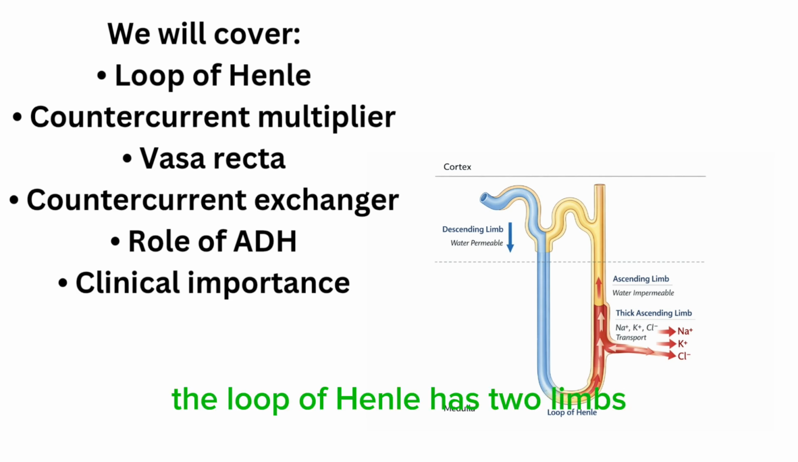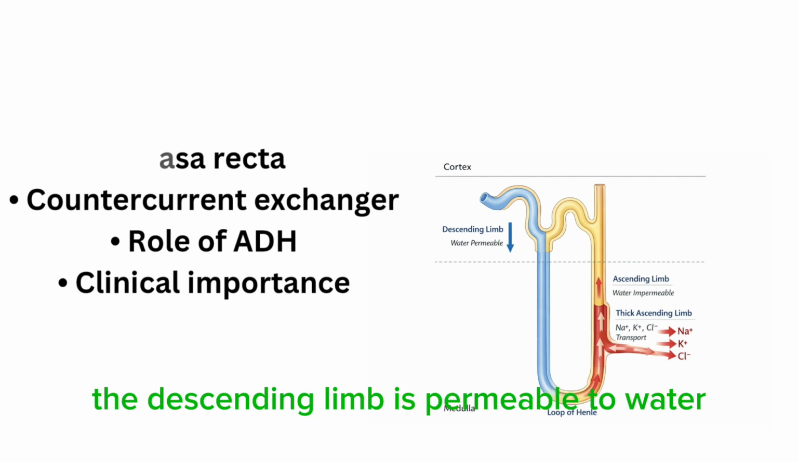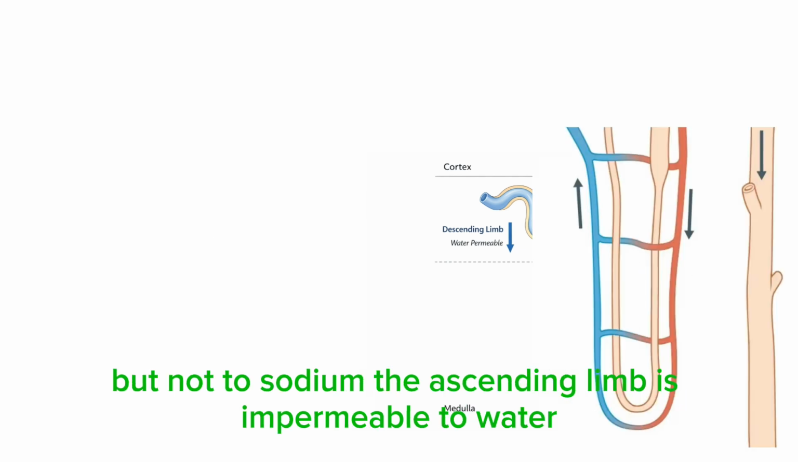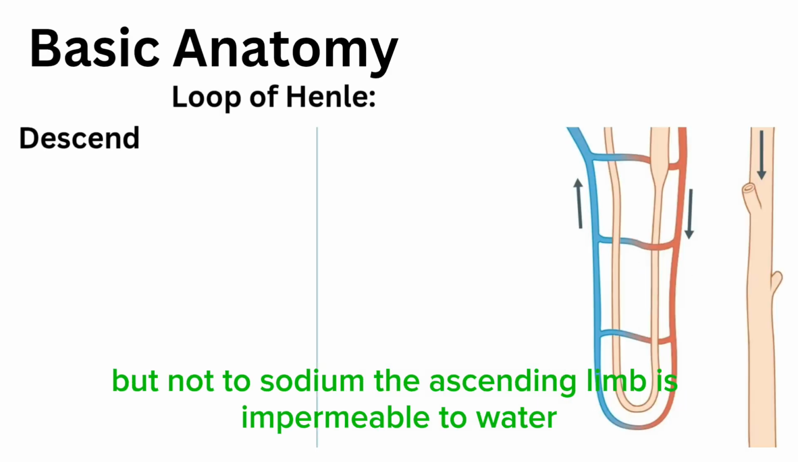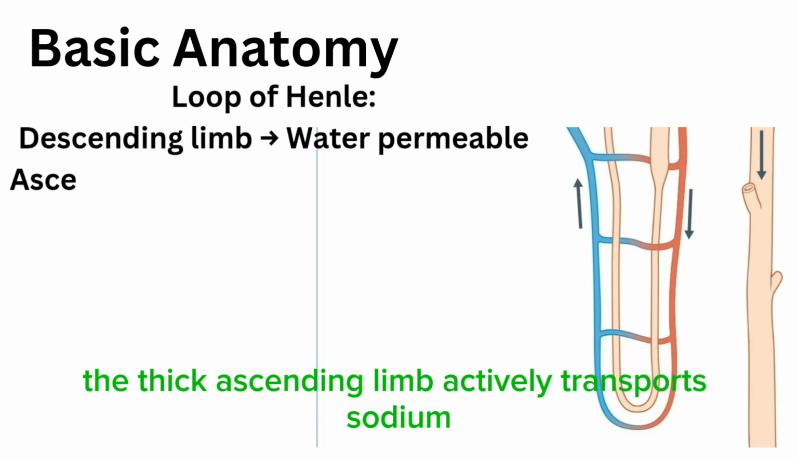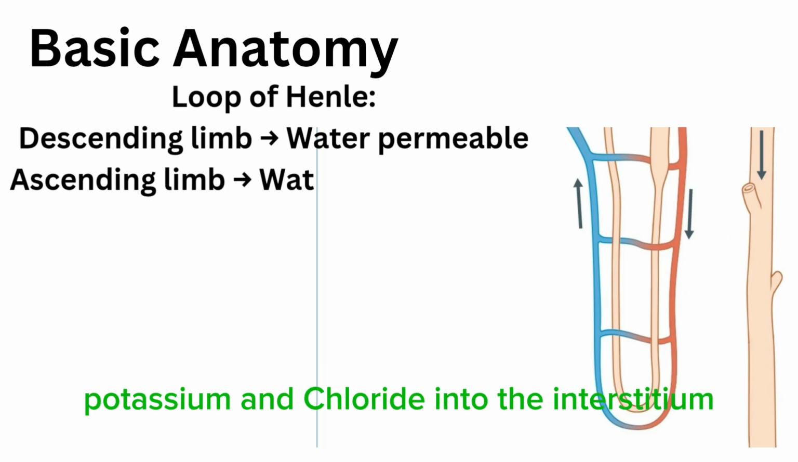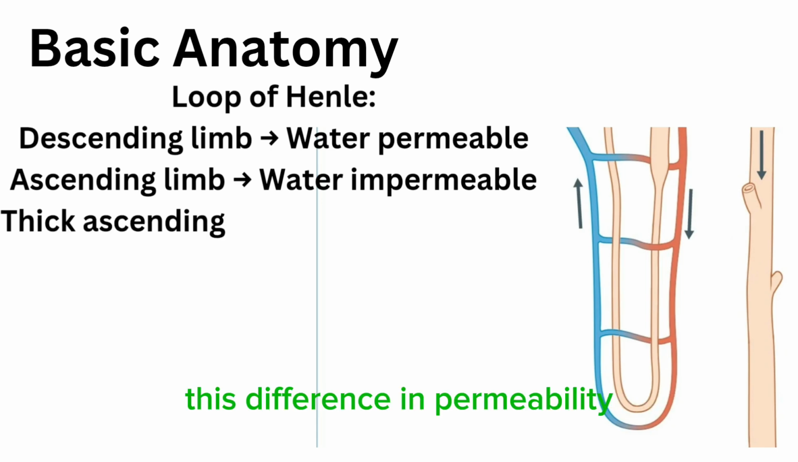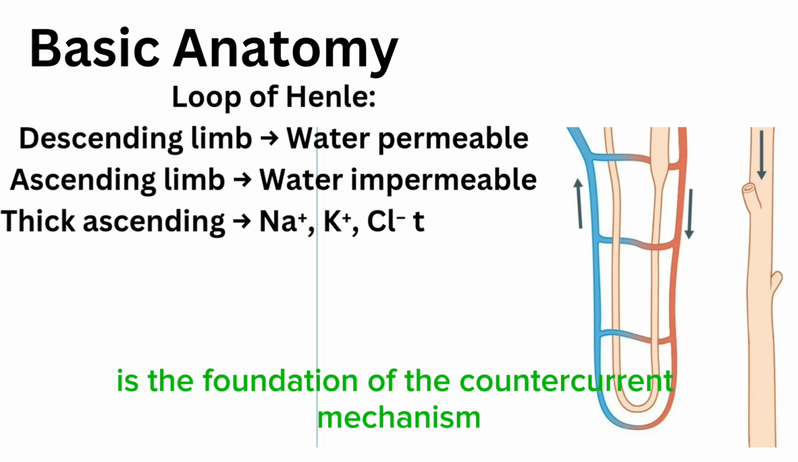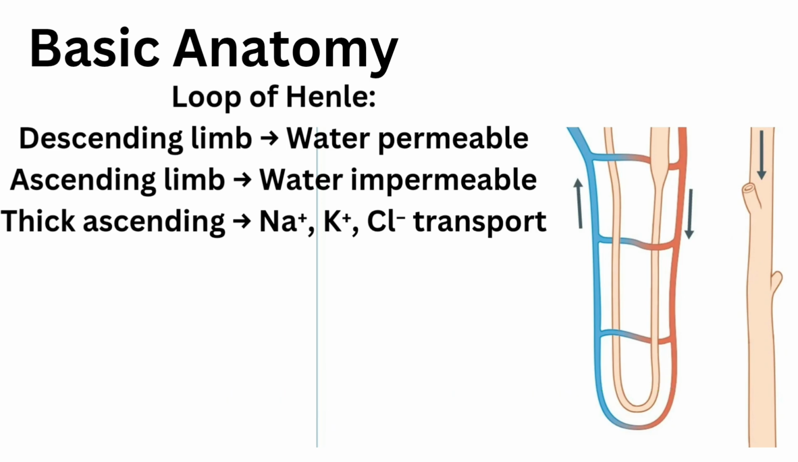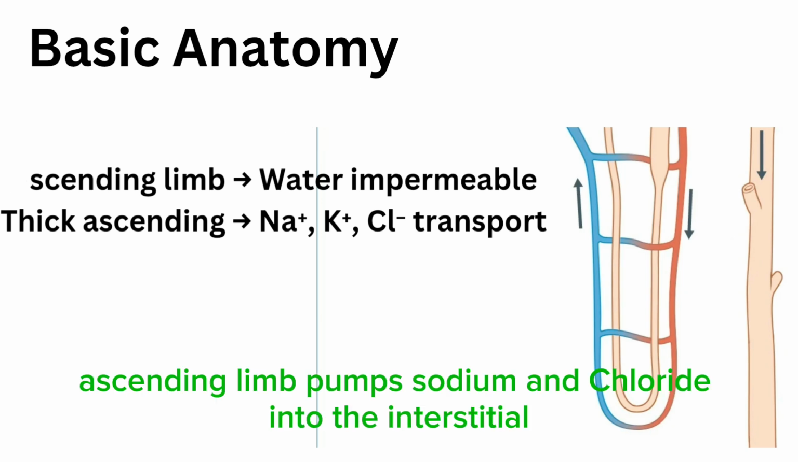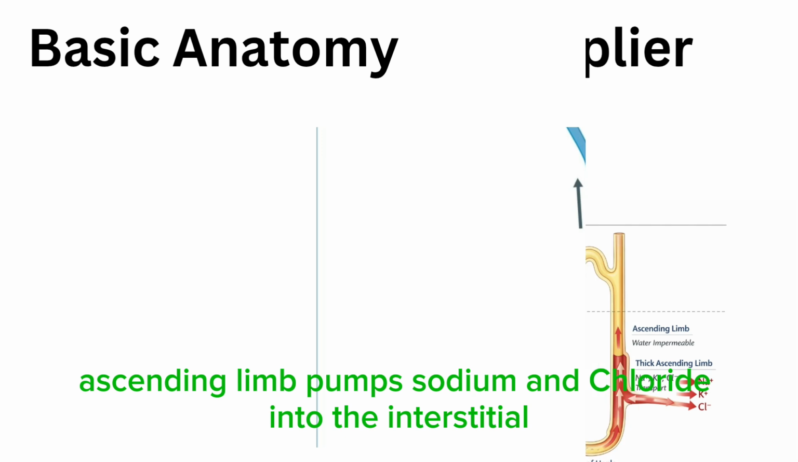The loop of Henle has two limbs. The descending limb is permeable to water, but not to sodium. The ascending limb is impermeable to water. The thick ascending limb actively transports sodium, potassium, and chloride into the interstitium. This difference in permeability is the foundation of the countercurrent mechanism. Without it, nothing works. The thick ascending limb pumps sodium and chloride into the interstitium.